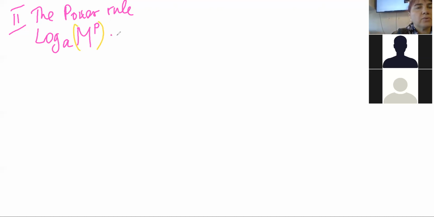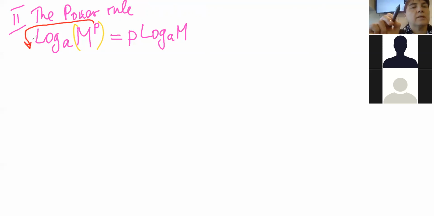So this is the rule. The exponent is going to jump in front. So it's going to be p times logarithm base a of m. I'll try to make it more visual. So this p, the exponent, always jumps in front right here. And I'm going to get rid of those yellow parentheses. Okay. Do you see it?